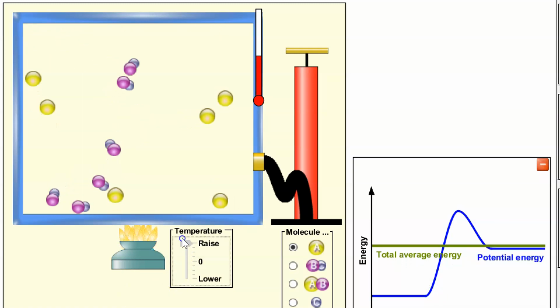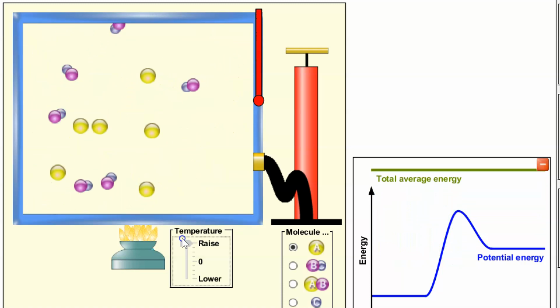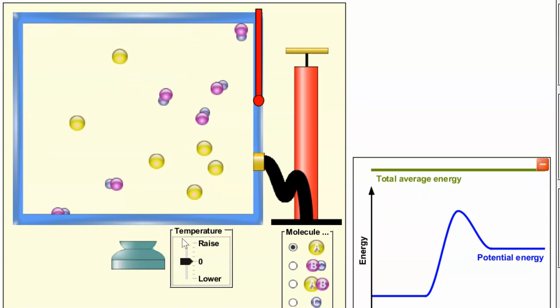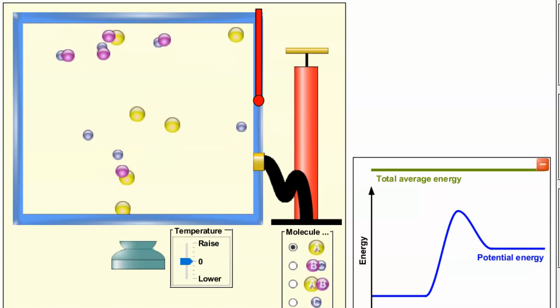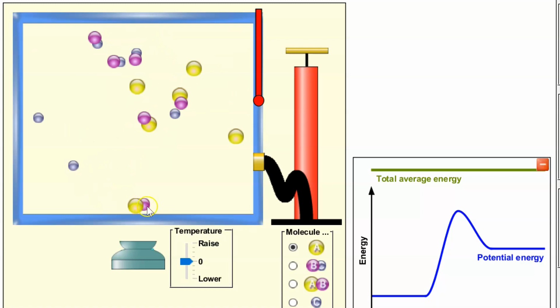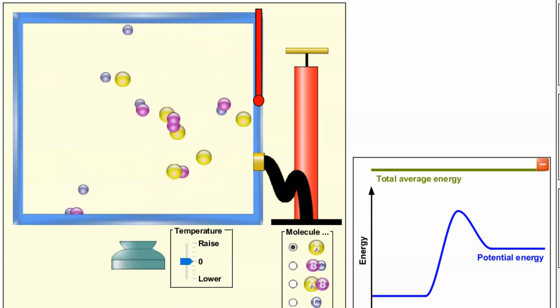I'm going to raise the temperature. So now it's really high. We should start seeing some reactions, and we have. If I pause it right now, you can see I have 3 molecules of AB and 3 molecules of BC. I also have 3 A atoms and 3 C atoms. So now the reaction's going in both the forward and the reverse direction.